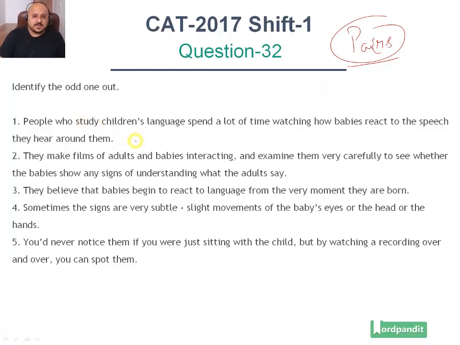Now the first set of statements which is connected to each other is statements 1 and 2, the generic sentences, the sentences which introduce what the topic is. People who study children's language spend a lot of time watching how babies react to speech they hear around them. They make films of adults and babies interacting, examine them carefully to see whether babies show any sign of understanding what the adult says. So 1 and 2 is one set of statements which is connected to each other.